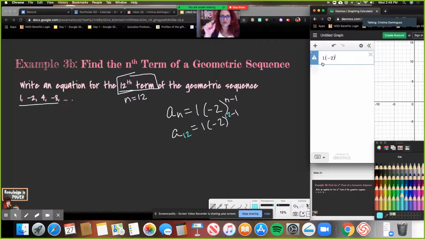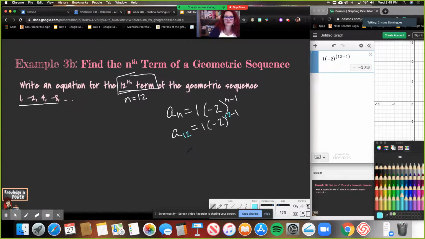I'm using shift 6, which brings it up, but you could use the little keyboard on there. And I noticed that if you want to put something long in the exponent, you really have to put parentheses. This is just how I got it to work. 12 minus 1. Of course, you could just put 11 because that's 12 minus 1. And there's your number, right? And so our 12th term is actually going to be -2048.